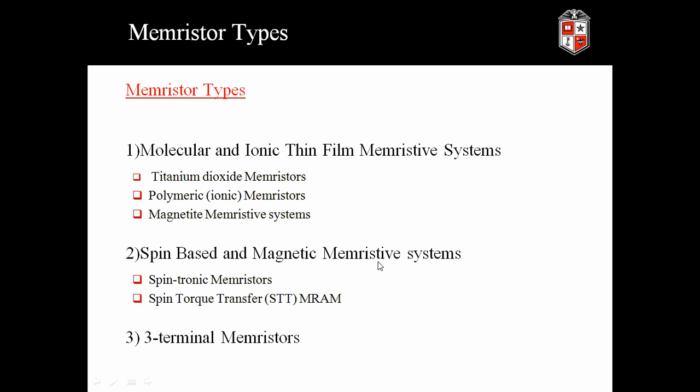Memristor types. There are three types of memristors. The first one is molecular and ionic thin film memristor systems, which includes titanium dioxide, polymeric, and magnetic memristor systems. And the second one is spin-based magnetic memristor systems, spintronic memristors, and spin torque transfer magnetic RAM memristors. And researchers are also trying to create three-terminal memristors, which offer more controllability than the two-terminal ones.